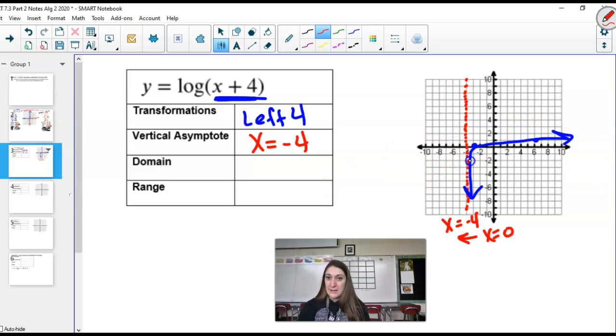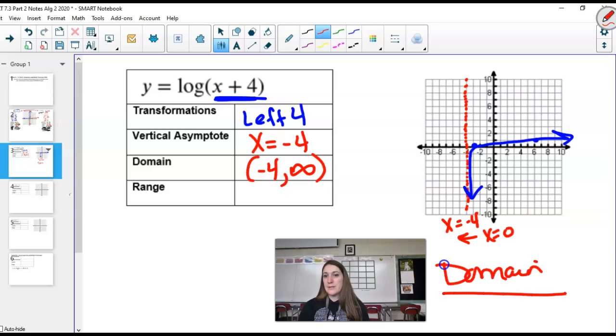The domain actually goes all the way up until negative 4. It bumps along negative 4. It doesn't quite get there. So we're going to say our domain starts at negative 4 with a parenthesis and then goes to the right forever. So remember, domain is left to right. So that one's a little weird, right? The range is the one that's easy today. The range is going to go forever low and forever high. So opposite of what we saw with the exponential graphs, which makes sense because we just said they're inverses.